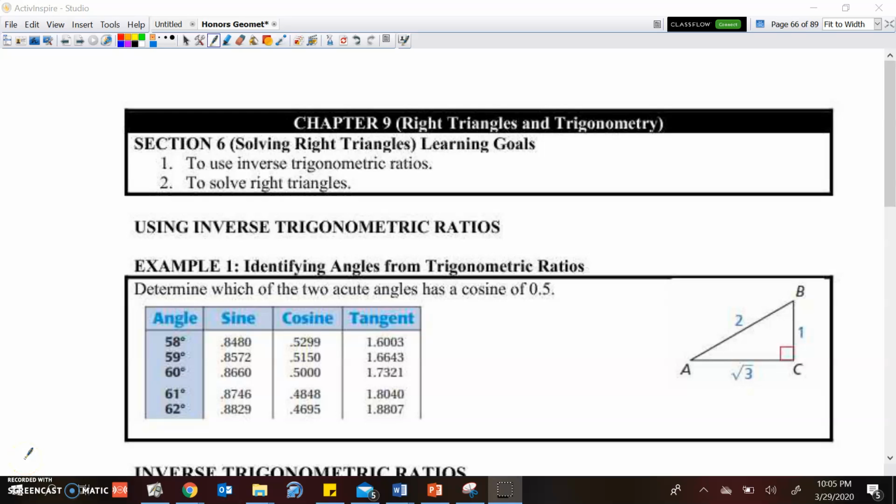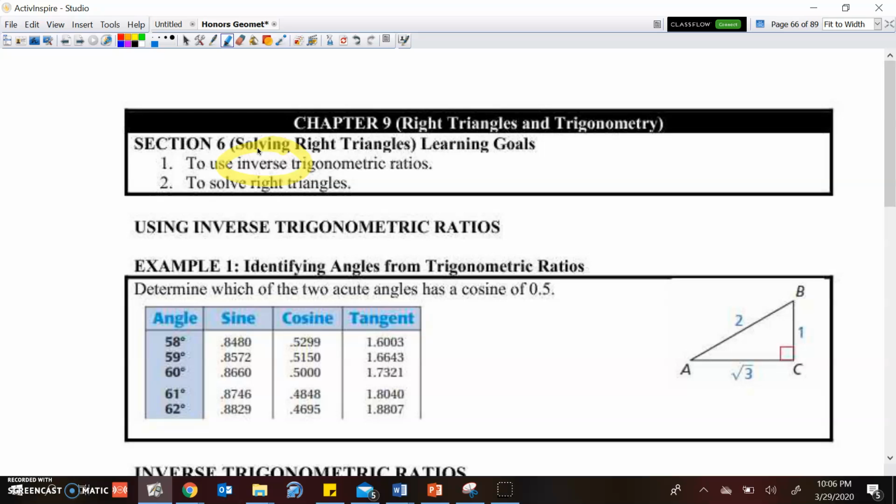Okay, so let's pick up with lesson 9.6. In this one, we're going to talk about the inverse trig functions. So we talk a lot in math about inverse trigs, or inverse functions, adding and subtracting, things that undo one another that have this relationship between them.